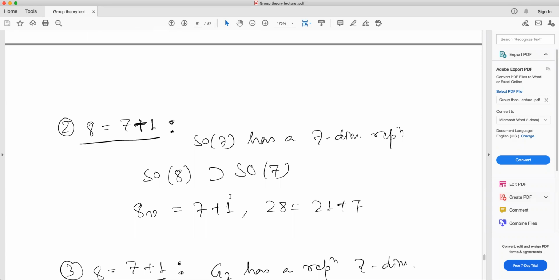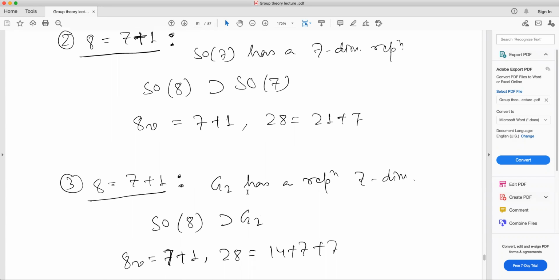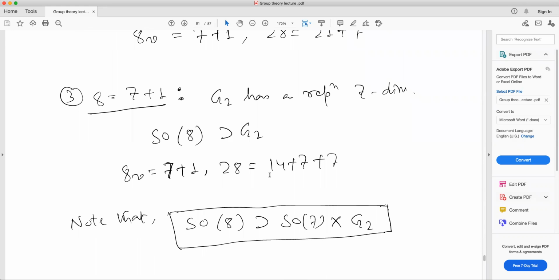Now 8 equal to 7 plus 1. So SO7 also has a 7-dimensional representation. Okay, so SO8 contains SO7, then 8 equal to 7 plus 1, 28 equal to 21 plus 7, that we have already cross-checked. This is a valid embedding. But the 8 equal to 7 plus 1 partition is not the only way to look into SO7, but in terms of the G2 also, because G2 has a representation of 7 dimensions. So SO8 can possibly contain a G2. Then 8 equal to 7 plus 1. So 28 would be 14 plus 7 plus 7. Okay. And more interestingly, here the SO8 actually contains SO7 cross G2.